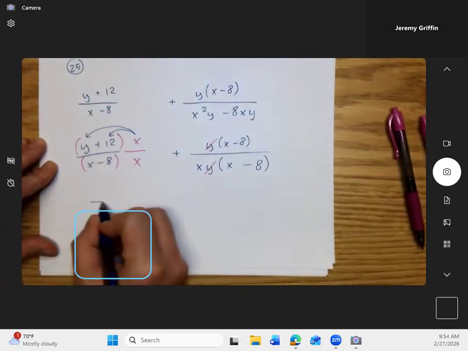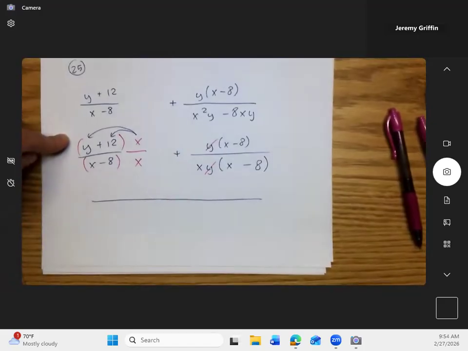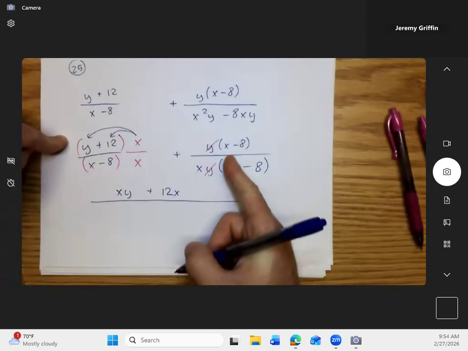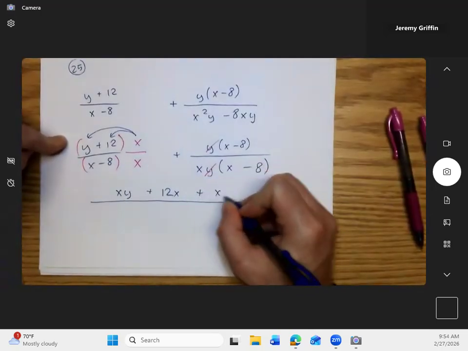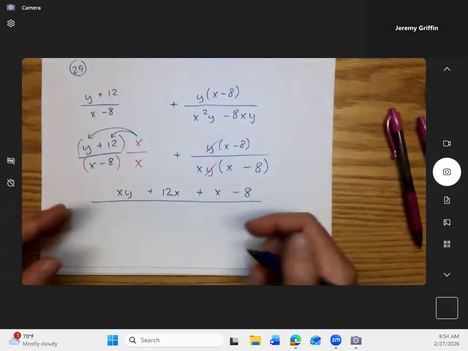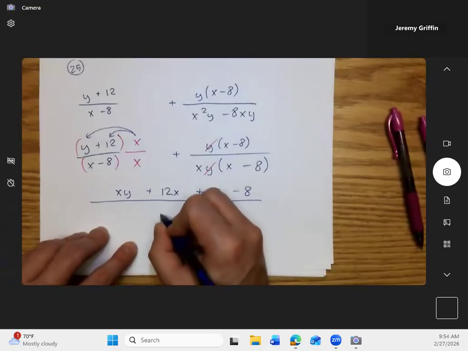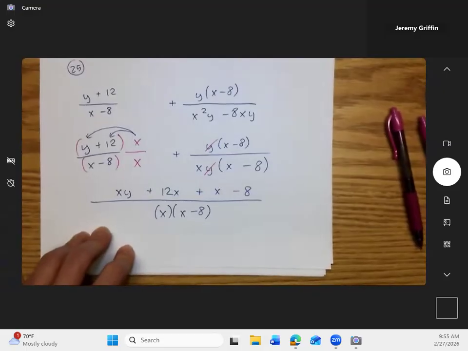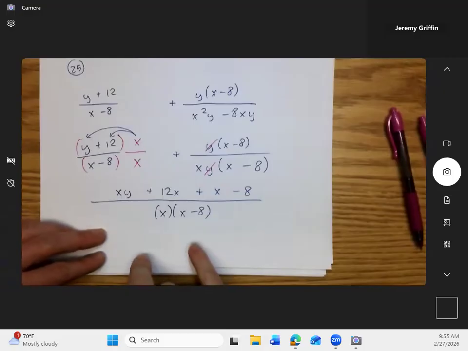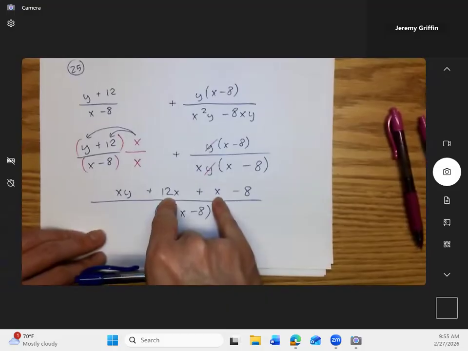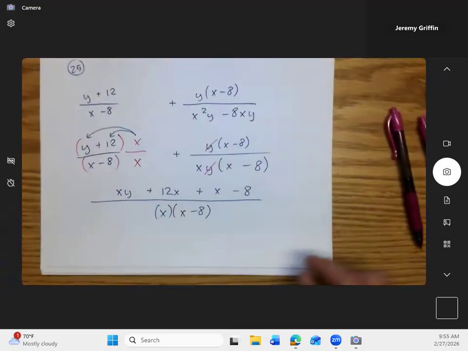Then make one giant fraction. So I've got an xy on top, plus a 12x on top, and plus x minus 8 on top. Now, these have a common denominator, hence I shoved it into one fraction. I've got x minus 8 on the bottom. Is that okay? That's going to look like that so far. Now, I think there's only one more thing you can do. I can combine the 12x and the x to make 13x. You guys can do that? I think that's the only other thing.